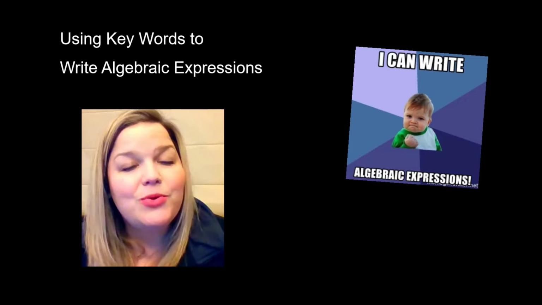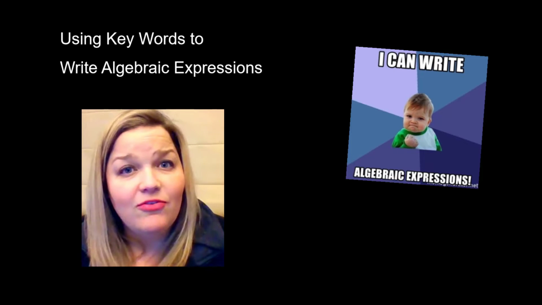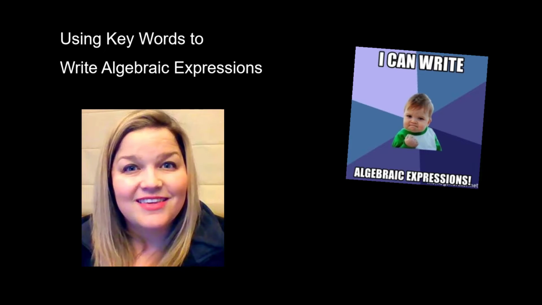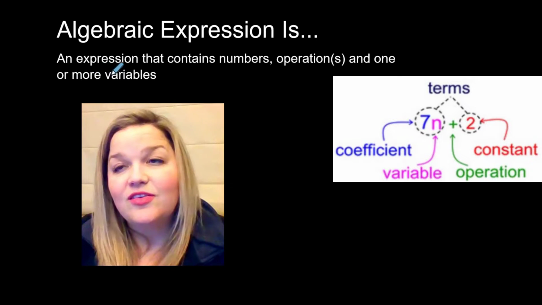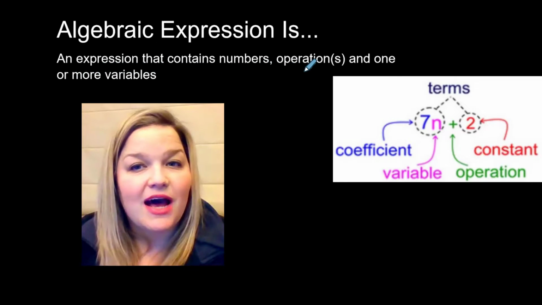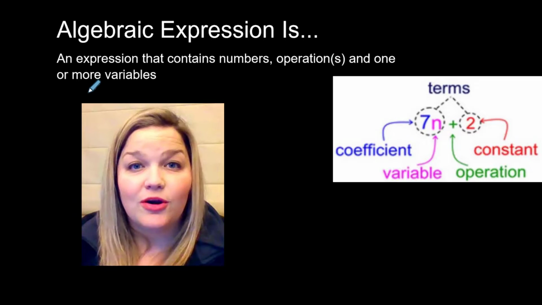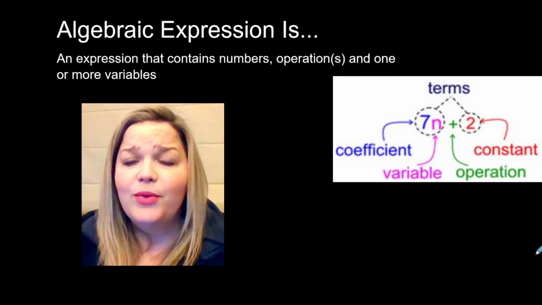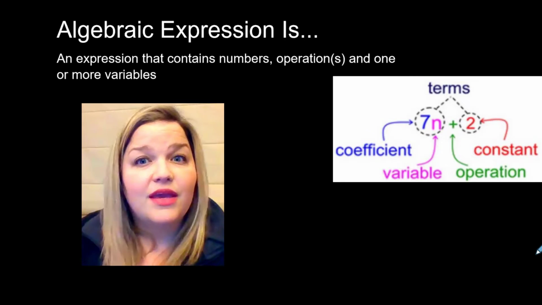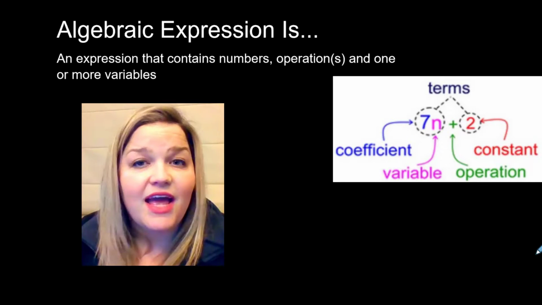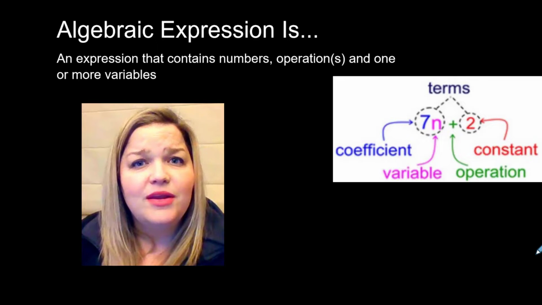Today we are going to be learning about using keywords to write algebraic expressions. So let's jump into it and remind ourselves what the heck even are algebraic expressions. An algebraic expression is an expression that contains numbers, operations, and one or more variables. So now we ask ourselves, how would one ever come up with an algebraic expression, 7n plus 2? How would somebody come up with that?